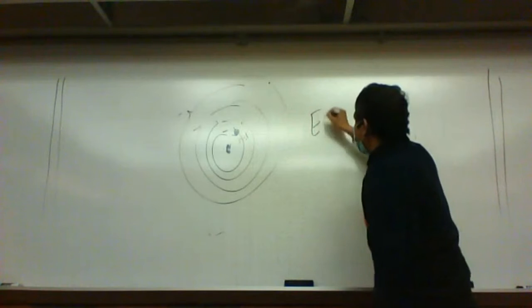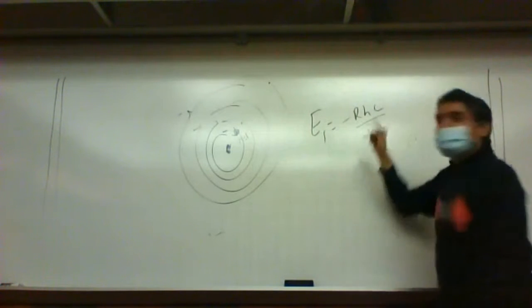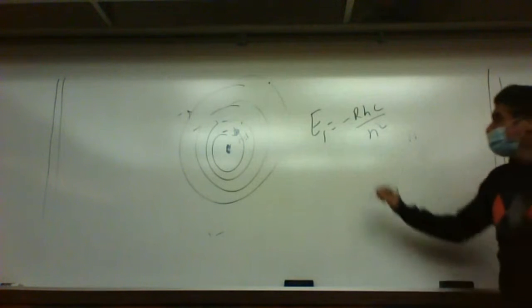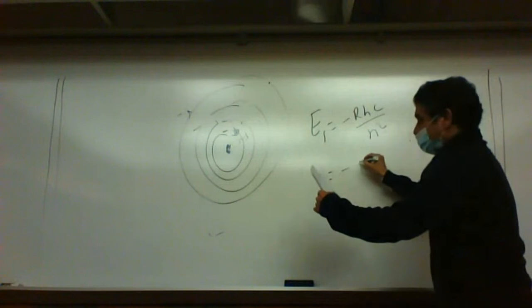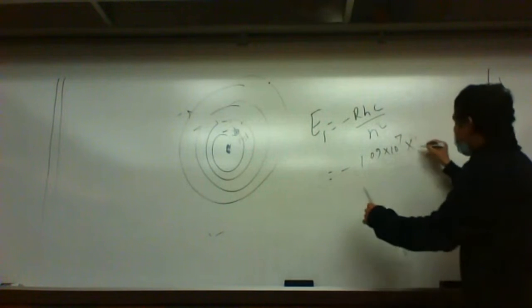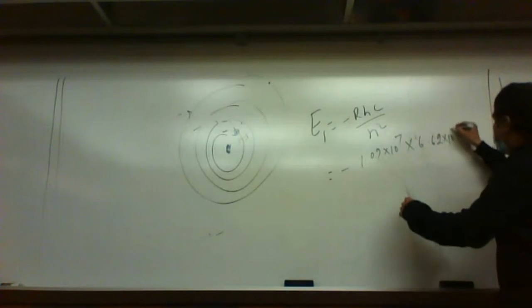So energy 1 is given as minus RHC by n square, right? This is the formula to calculate how much energy the electron has. So we just put minus, the R value is 1.09 times 10 to the power 7. H is 6.62 times 10 to the power minus 34.